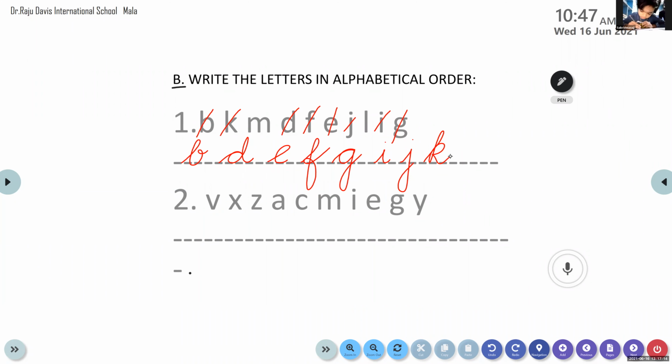Yes, K is written. The remaining, how many letters are there? Two more letters are missing. So that is the reason I told you to strike away the letters, so that you know which are the remaining letters. Otherwise, you'll be confused about which letters you have written and which you haven't. If you strike it away, you will know the remaining letters in your examinations also. Okay, I, J, K. After K, which is the next letter?